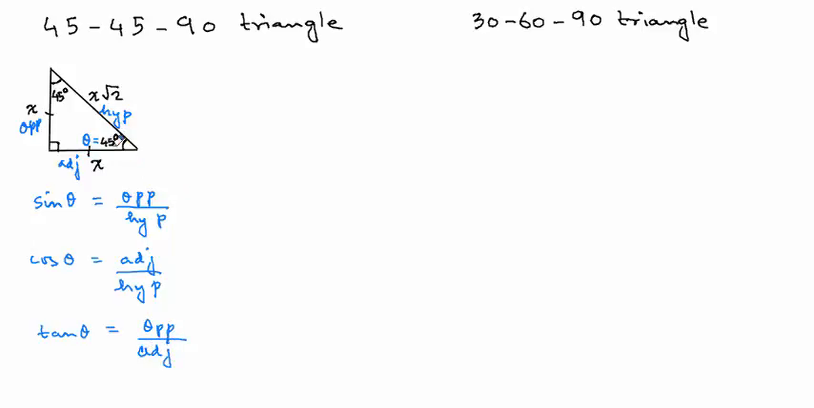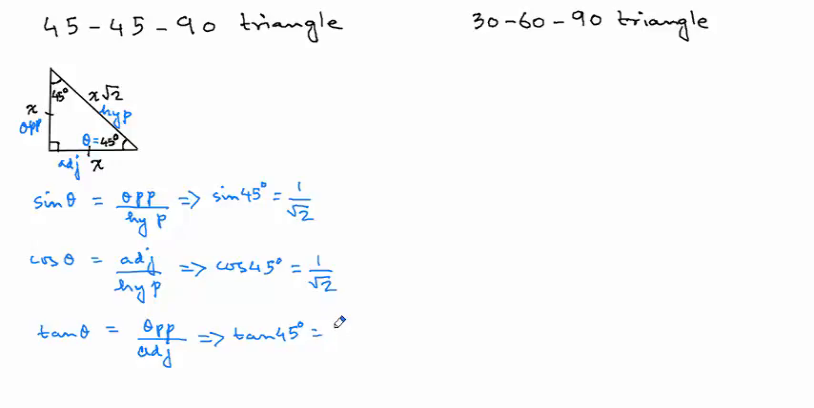Now when theta is 45 degrees, we have this kind of a scenario, x times square root of 2. So we can say that sine 45 degrees is equal to opposite, which is x, over x square root of 2. The x and the x cross off, we have 1 over square root of 2. In the same way, cosine 45 degrees is equal to x over x times square root of 2. Again, the x and the x cross off, we have 1 over square root of 2. And finally, tan 45 degrees is equal to opposite x over the adjacent x, which is essentially equal to 1.